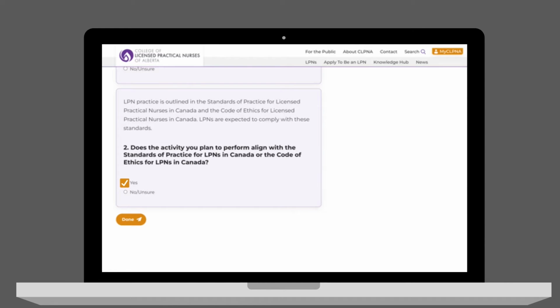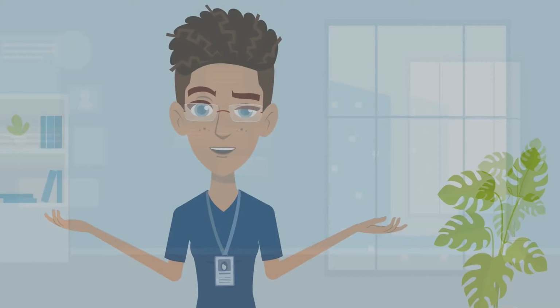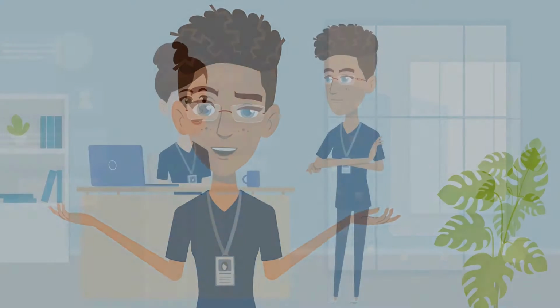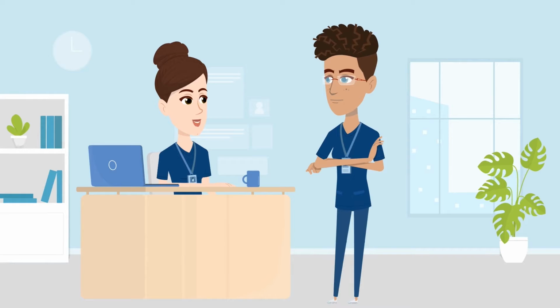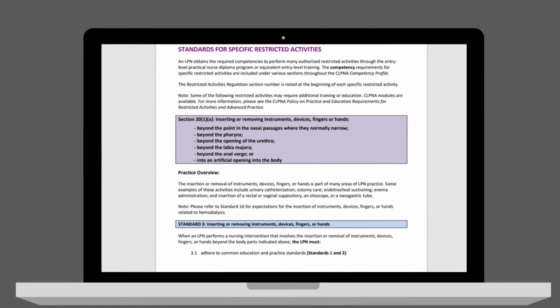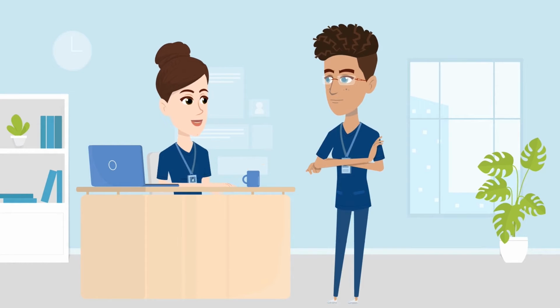On to question 3. Is this task a restricted activity that LPNs are authorized to perform? I don't know. Is it? One way to find out is by looking at the standards of practice on restricted activities, advanced practice, and supervision. Do you see anything that looks close to the activity you want to perform listed? Well, a COVID swab is inserted beyond the nasal passages where they normally narrow. So I think that's standard 3. That's the one. You should closely review the standard when you get a chance to make sure you understand all of the requirements. For now, let's move on to the next question.